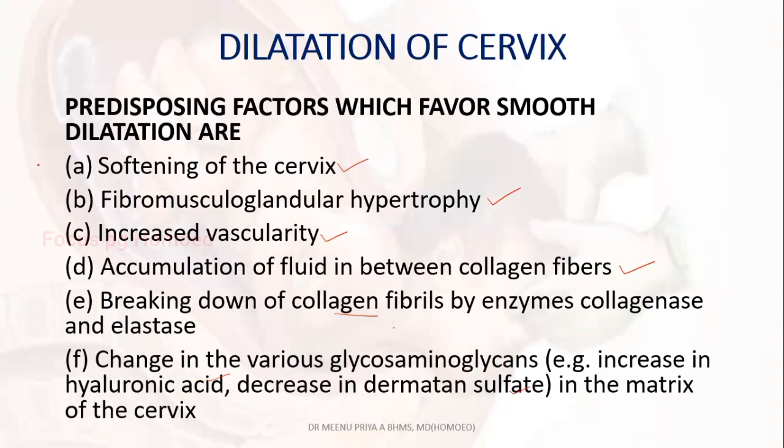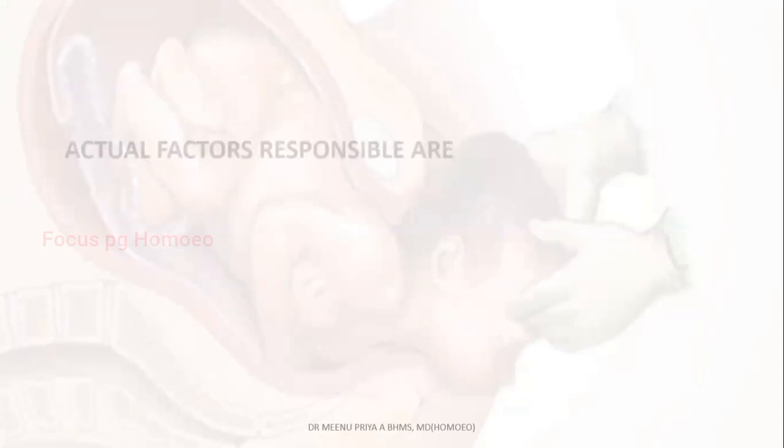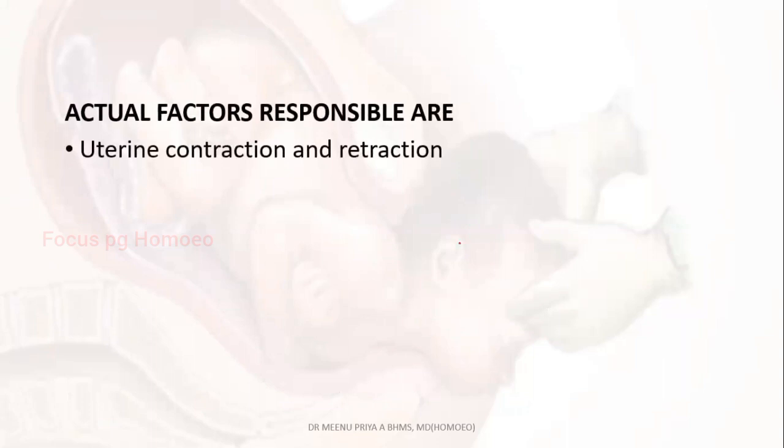So these are the 6 points which are the factors favoring cervical dilatation, and these are predisposing causes. These are not actual causes. Now, what are the actual causes for dilatation? That means during dilatation, what are the causes that occur? The actual factors responsible are uterine contraction and retraction. So we know true labor pain is characterized by uterine contraction and retraction and fetal axis pressure.